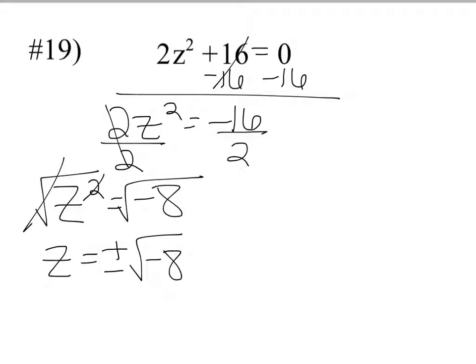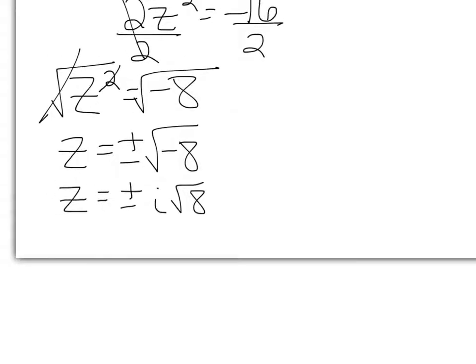Okay, now negative 8 can be broken down, first off, because there is a negative under the radical when I'm dealing with an even index, I'm going to bring an i out front. So I have plus or minus i square root of 8. And then let's go ahead and simplify 8. 8 is 4 and 2, and 4 is 2 and 2. So I can bring a 2 out front and leave a 2 inside.